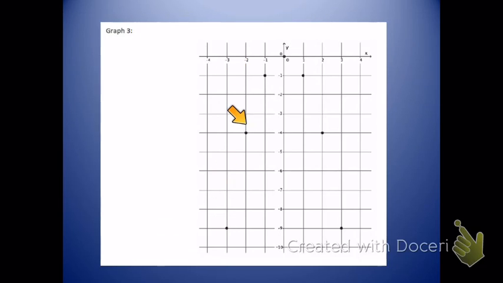Now notice -2 has an output of -4, and +2 has an output of -4. That's okay. This is still a function. We can repeat outputs. We just can't have two outputs for the same input and still be a function.